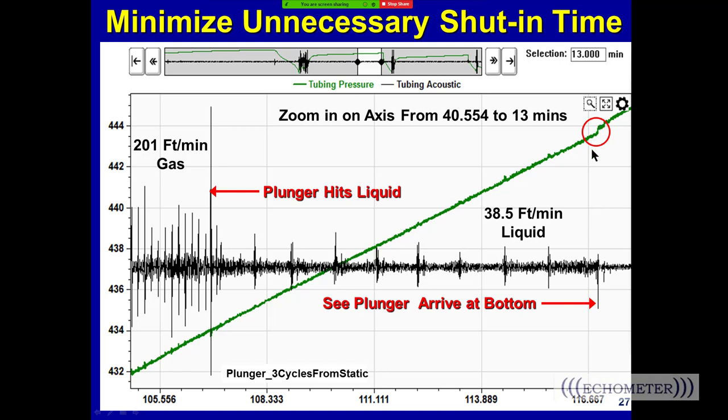And sometimes you see this little pressure hop to identify when the plunger's on bottom. So this is on bottom, this is on bottom. And we can zoom in and see that based on the data that we collect on the well.